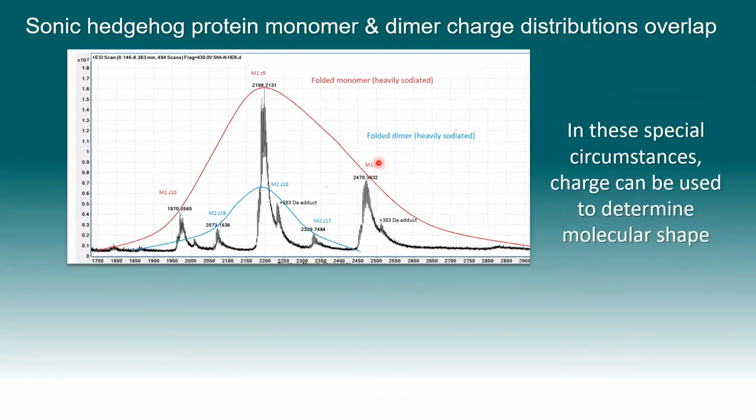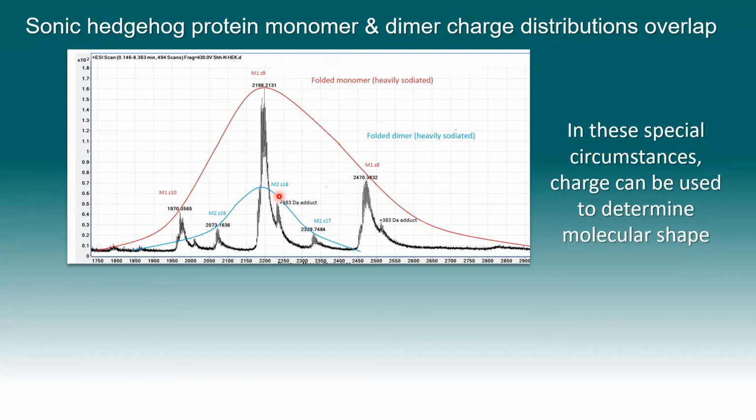This is a special case. Sonic hedgehog is a monomer and a dimer. And so you can see monomer and dimer charge distributions. These are unusual in that these distributions overlap precisely. So the monomer distribution, here we've got the M1Z9, overlaps the dimer M2Z18, and this is unusual.